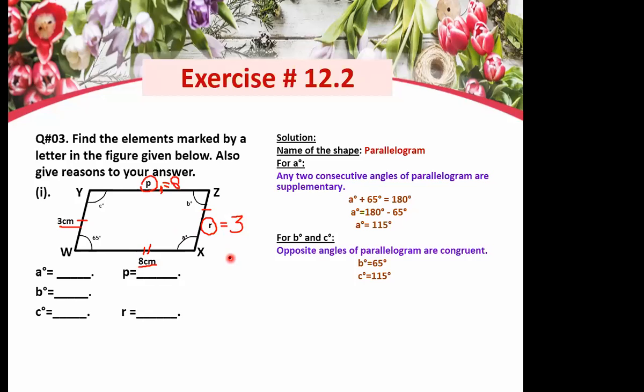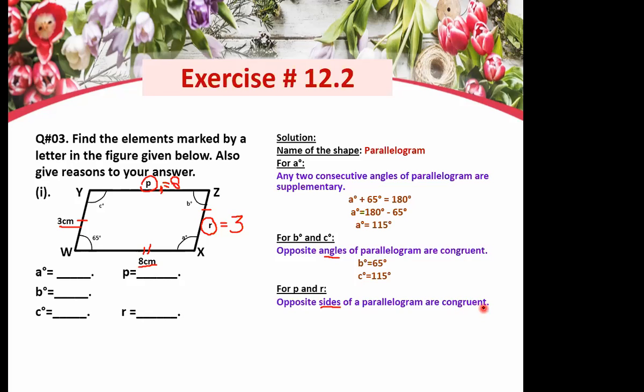But what reason will you provide? You will say that opposite sides of a parallelogram are congruent. So for P and R, you will write down the postulate here: opposite sides. We are talking about sides here, not angles, because P and R are sides. So opposite sides of a parallelogram are congruent.